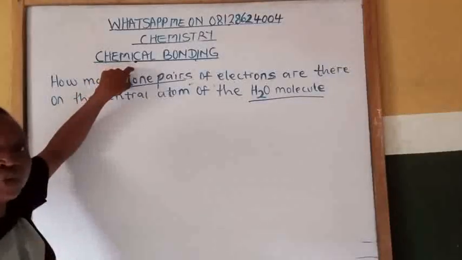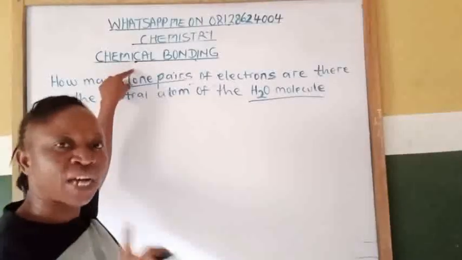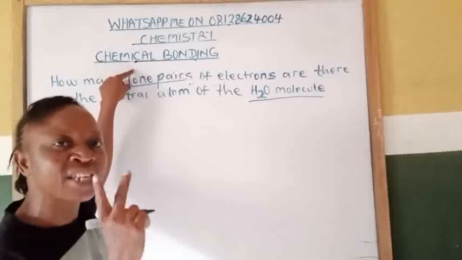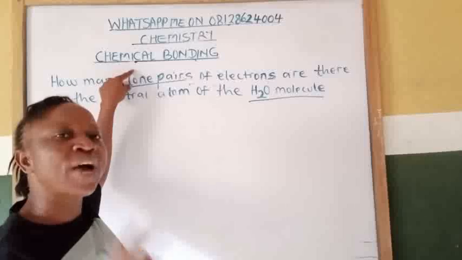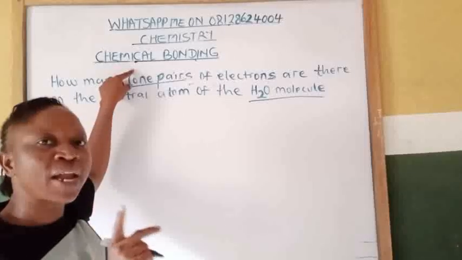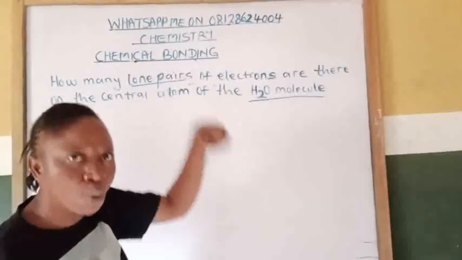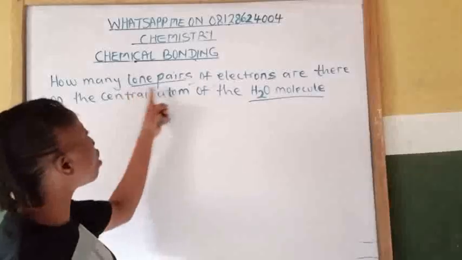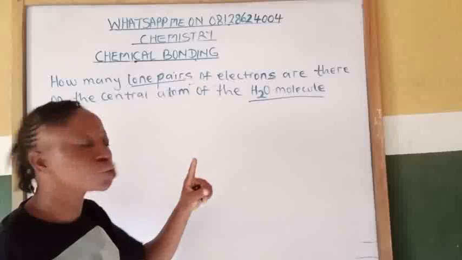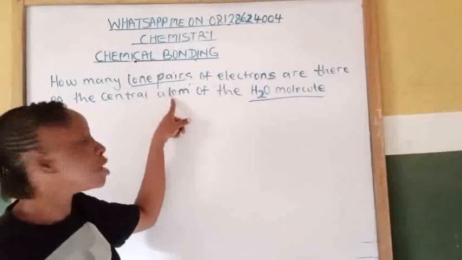A lone pair refers to a pair of valence electrons that are not shared with another atom in a covalent molecule. A pair means two valence electrons that are not shared with another atom in a covalent molecule. So a lone pair is referring to a covalent molecule. To get the number of lone pairs of electrons, we have to draw a covalent molecule. So we are going to get it on the central atom of a covalent molecule.